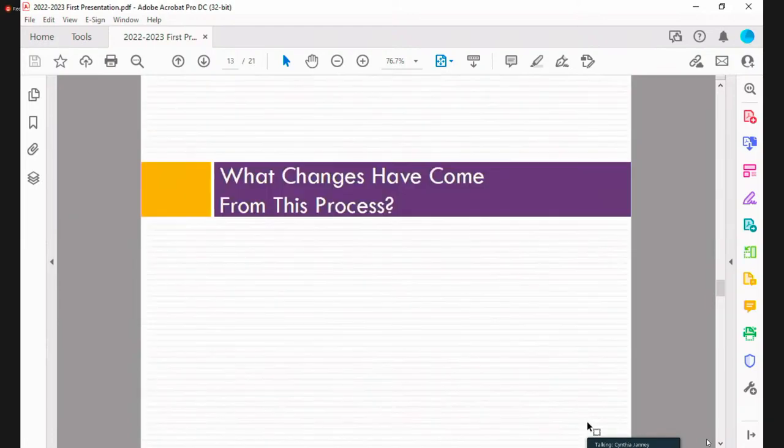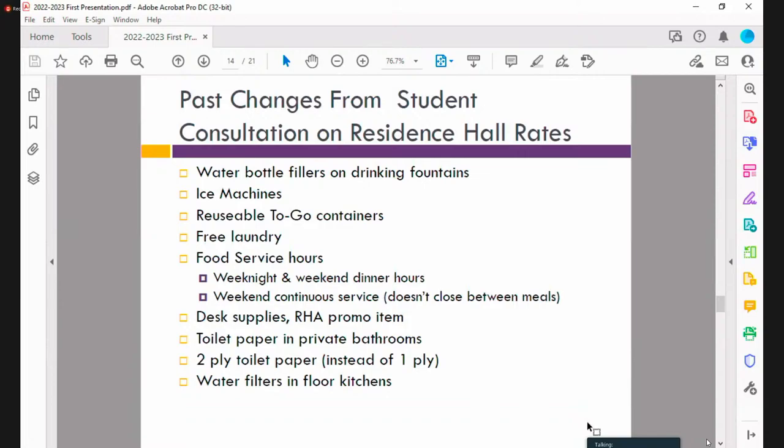Changes that have come from this process, quite a few things. Water bottle fillers on the drinking fountains in the residence halls. Because each of these things have a price tag, we've asked students, RHA reps, to vote on them. What do you want? If this costs this, do you want it? So water bottle fillers on drinking fountains, the ice machines that we have in each area, the reusable to-go containers. Back in the day, it was styrofoam. The free laundry, which is not free, it's included in the student room rate.